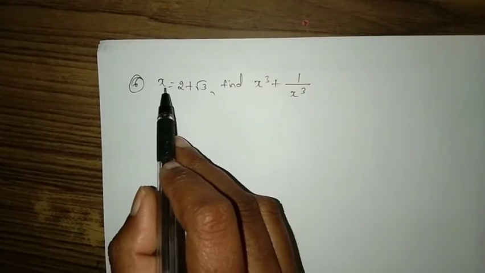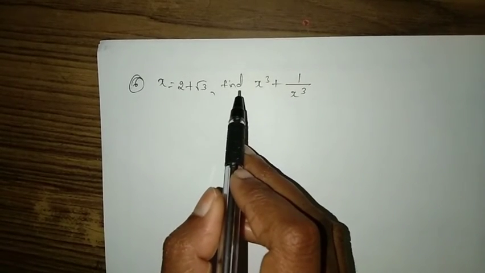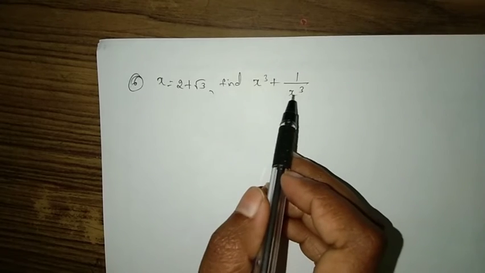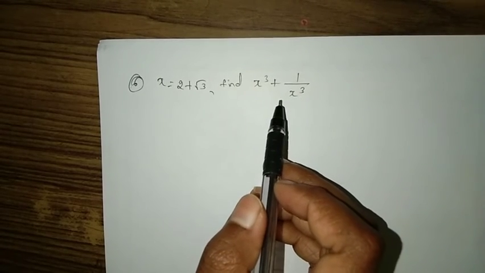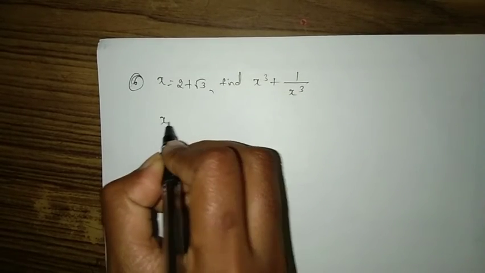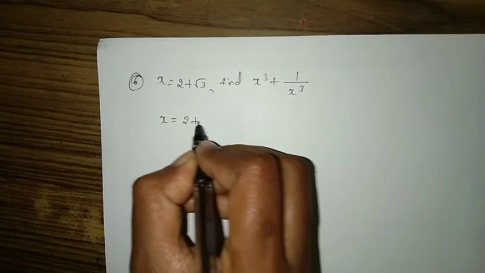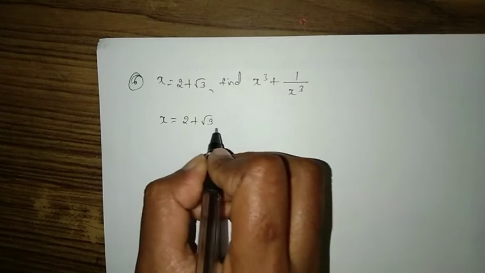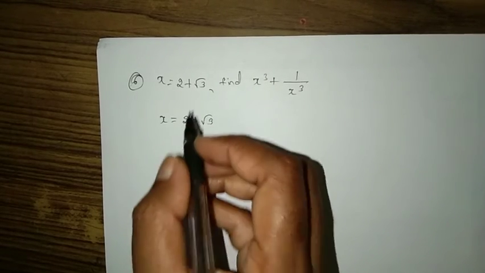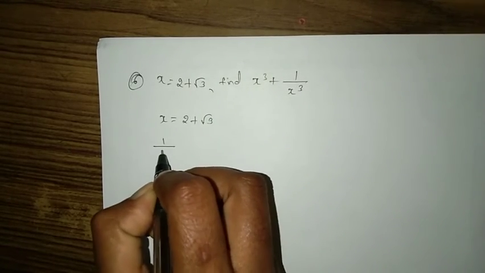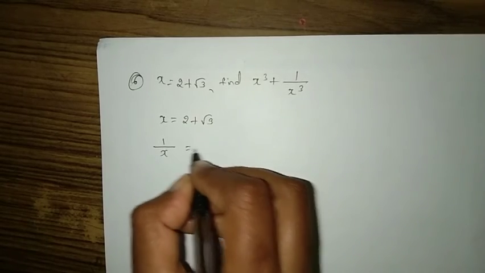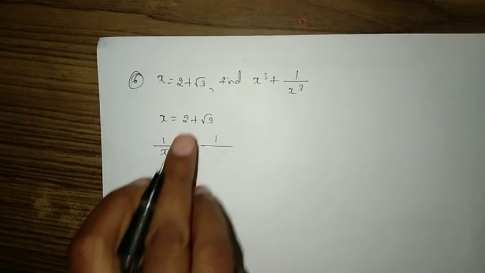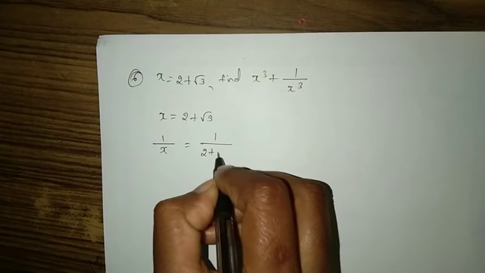Another problem: x equals 2 plus root 3. Find x cube plus 1 divided by x cube. So what they have given is x equals 2 plus root 3. What is the value of 1 divided by x? That is 1 divided by, substituting the x value, 2 plus root 3.